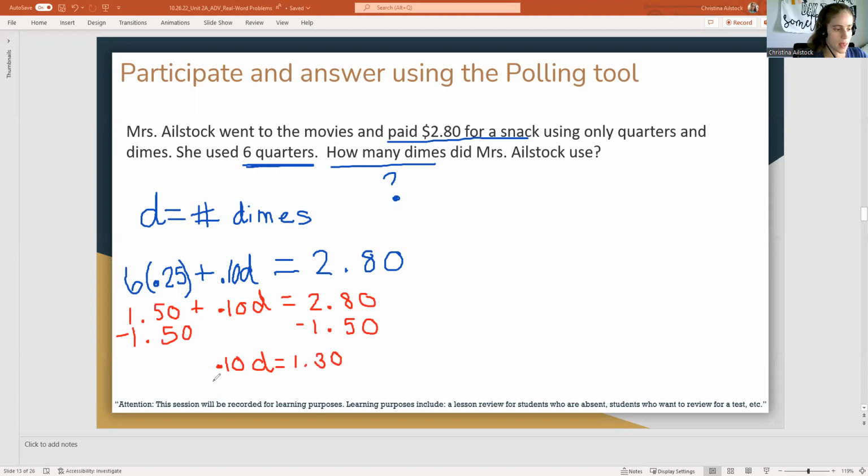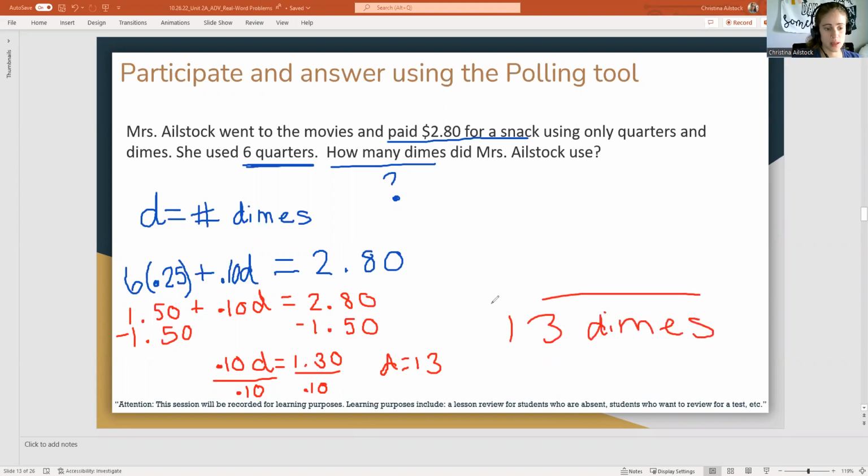$1.30. And then now if I divide both sides by that 10 cents, what do I get? I get 13. So D is equal to 13. All right, now here's where our label comes into play. It's 13 what? $13? 13 dimes? That D, if we look back up, stands for the number of dimes. So 13 dimes and 6 quarters is how I paid for that snack.